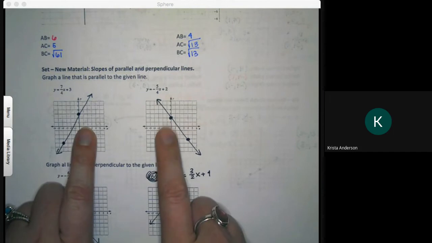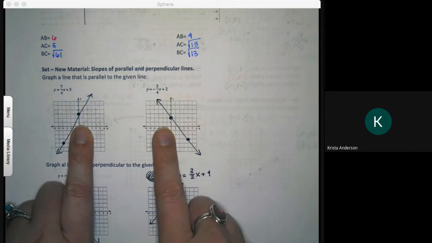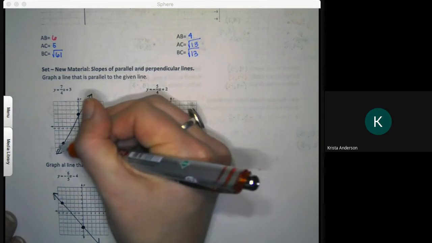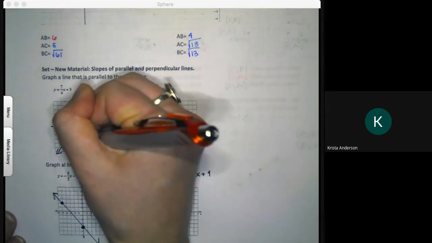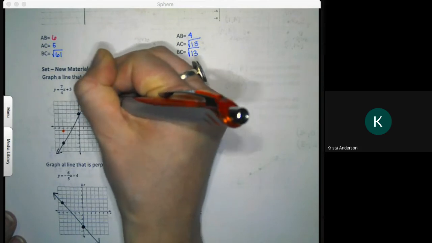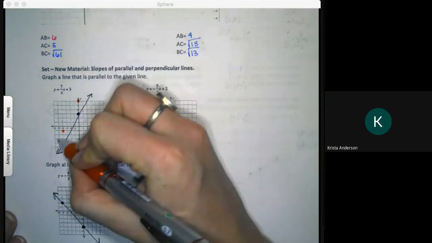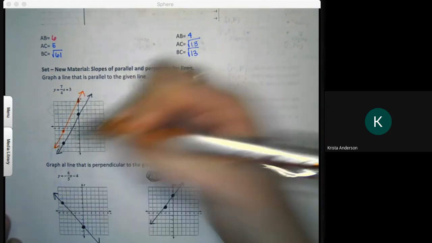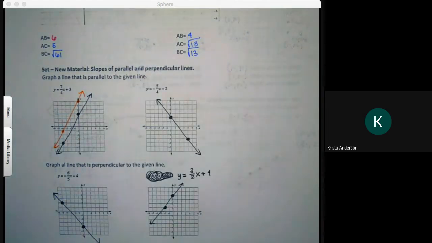If I want to draw a line parallel to it, I want to draw a line that has the same slope. If I translate this point up 3 and this point up 3, what happens when those points connect? It will create a parallel line.